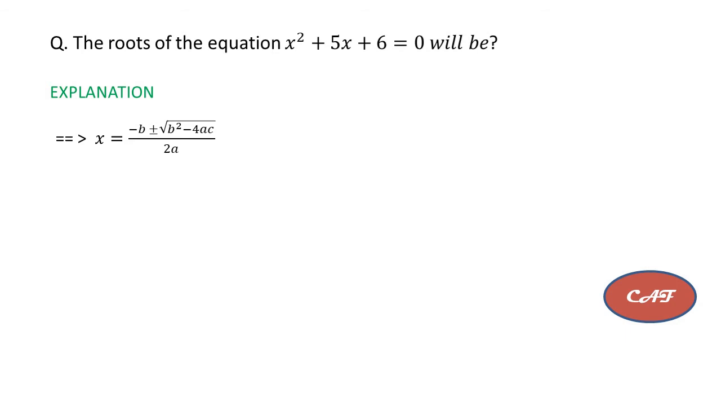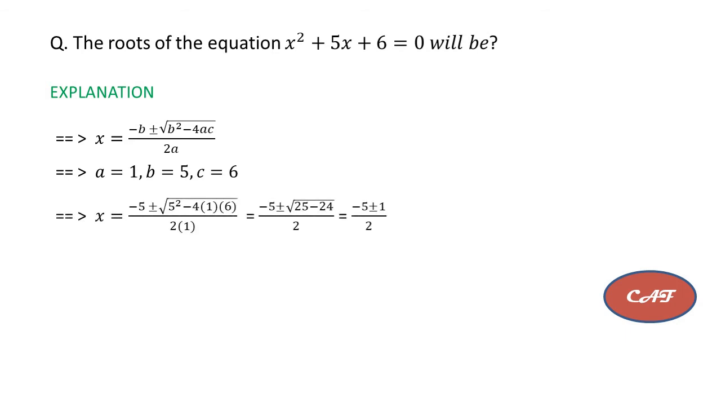First of all, if you want to use this formula, that equation should be in the form of ax square plus bx plus c is equal to 0. Okay, so if you compare with this equation, I am getting a is equal to 1, b is equal to 5 and c is equal to 6. Now we will substitute these values in this formula. So x is equal to minus 5 plus or minus square root of 5 square minus 4ac, 4 into 1 into 6, divided by 2a, 2 into 1.